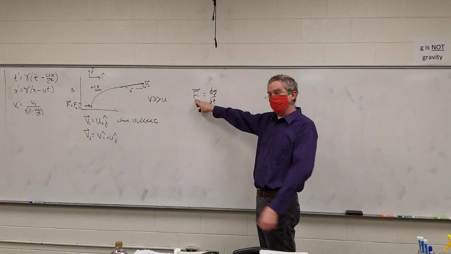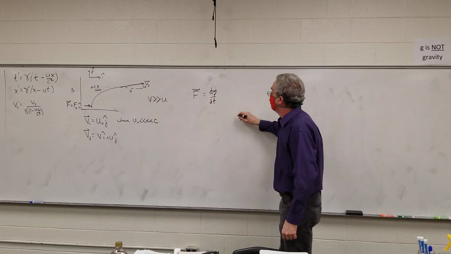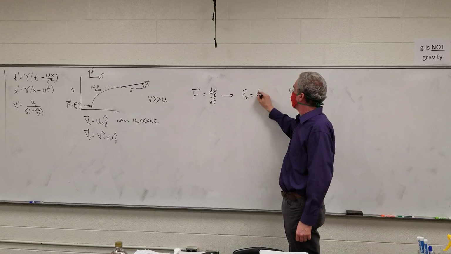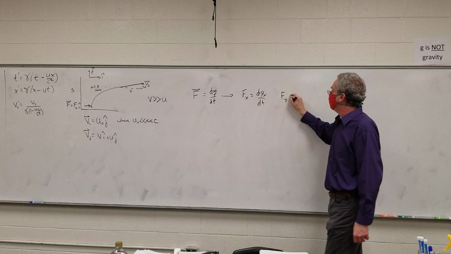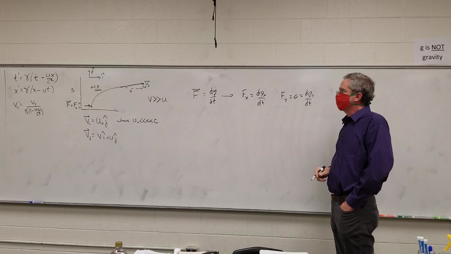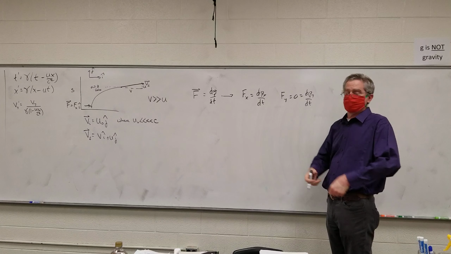Since the force was in the x direction, the only change in momentum is in the x direction, or i hat direction. So f of x would be dpx dt. And f of y is 0, which is dpy dt. In essence, my momentum in the vertical direction, or in the j direction, doesn't change.